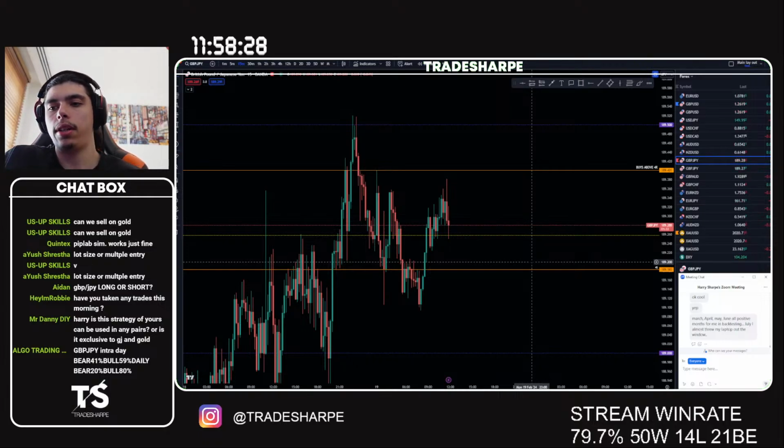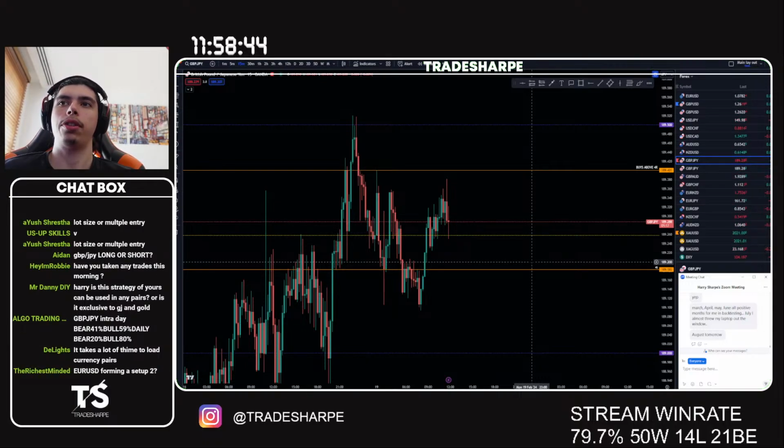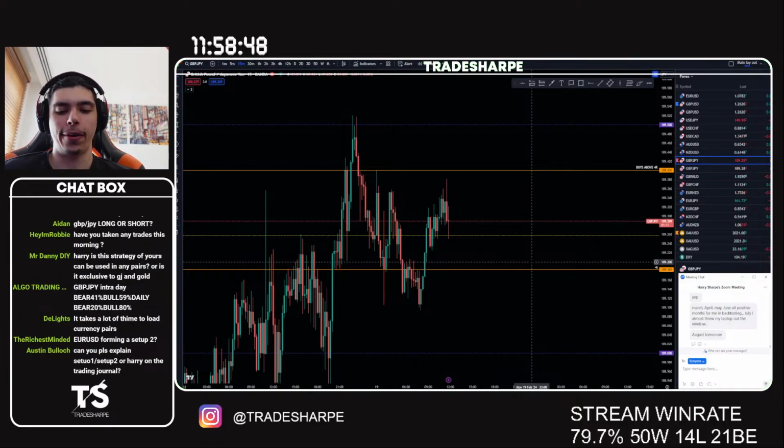PipLab Sim works just fine. Yeah, it should be. That's why I think it's your end issue. But, you know, I'm interested just to know what's going on, just so I can see if it's something simple. March, April, June, all positive months for me in backtesting. I almost threw my laptop out the window. August tomorrow, let's go.